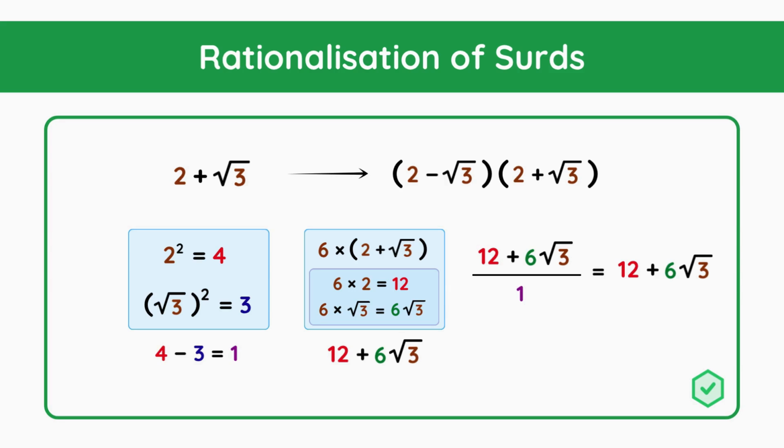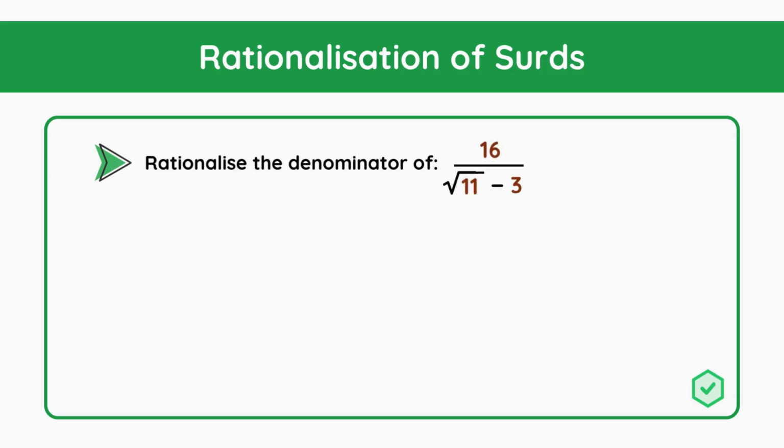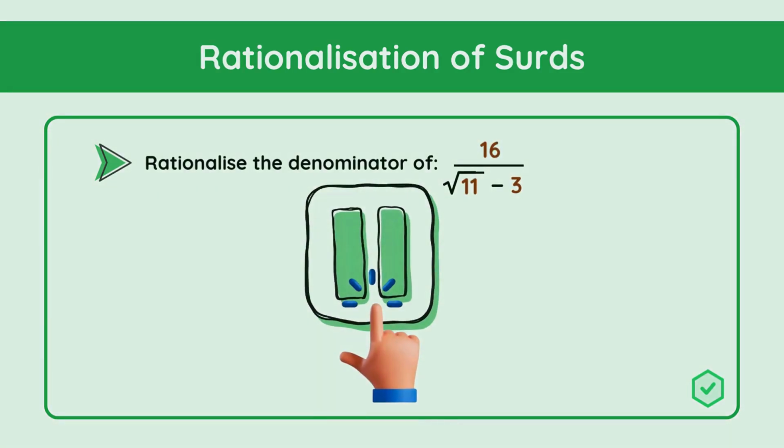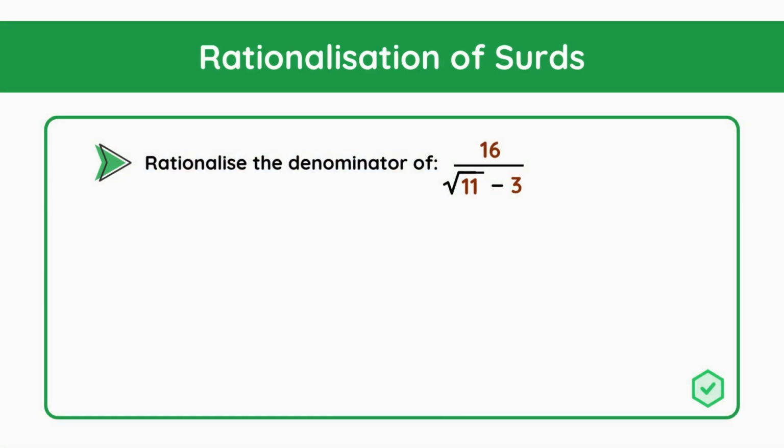Let's look at another example where the surd comes first. Rationalize the denominator of 16 over square root of 11 minus 3. You can pause the video here and try to solve this question yourself. Our denominator is square root of 11 minus 3, so the conjugate is square root of 11 plus 3.